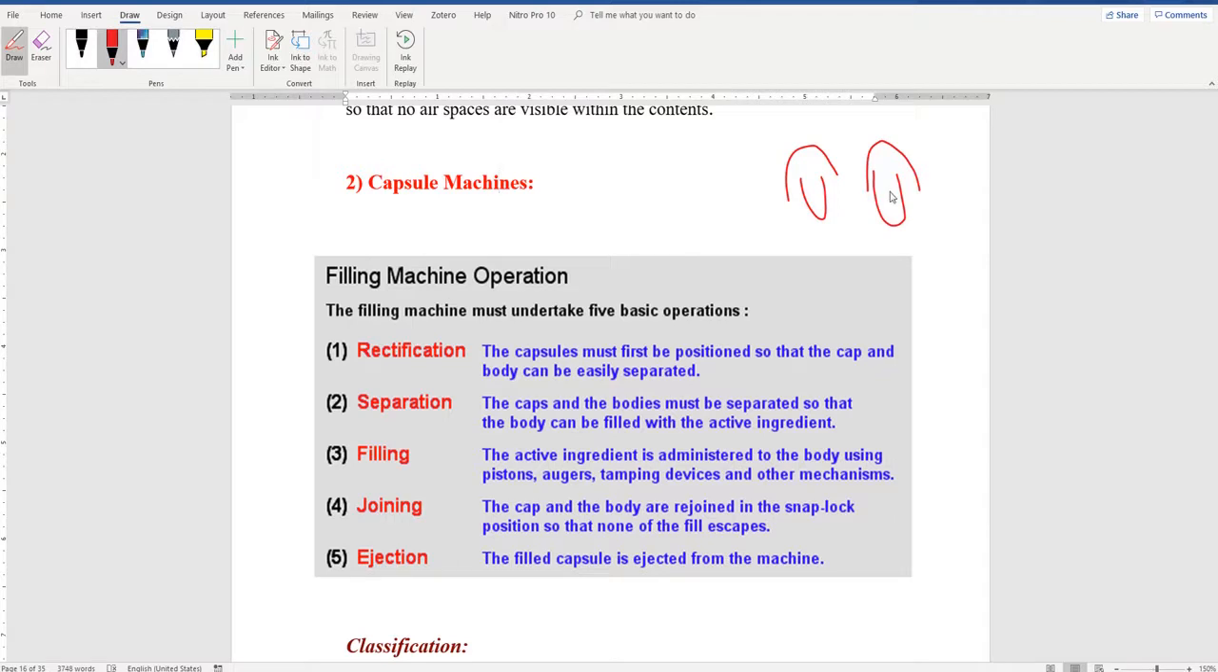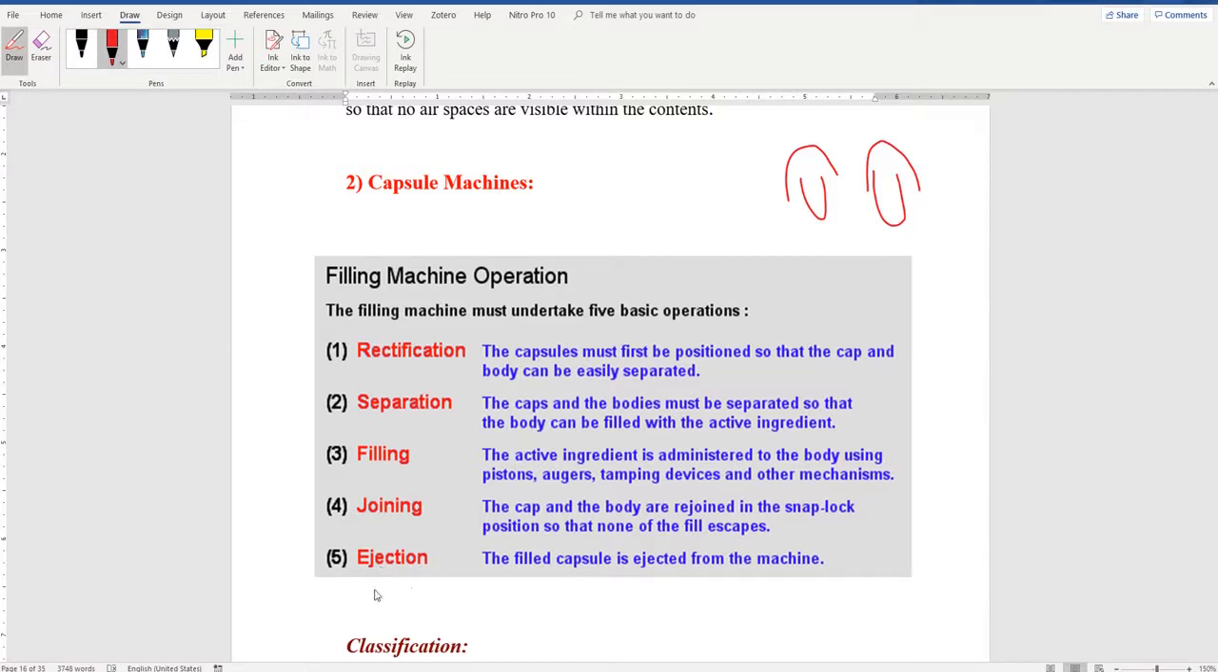Okay, after filling, what happens? We call it joining. Joining means now the caps will be placed back to the closed position. Look here, we have the closing position, not the pre-closed position. And you check the weight, and then after that you adjust the weight? No, we do it in the closed position. Okay. Now they are ready.